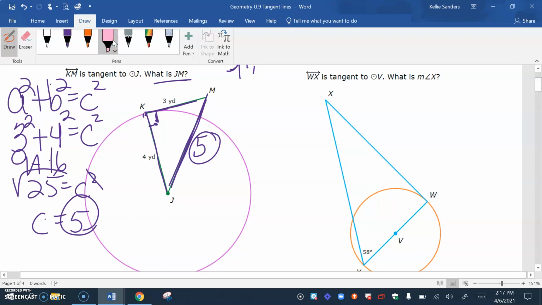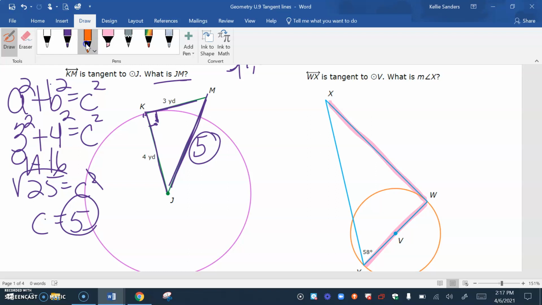But on this one, we have this line is tangent to that circle. And that means that it makes a 90-degree angle right there, which means that that is 90. Now 58 is not a length, just like the 4 and the 3 were lengths. 58 is an angle. So depending on what we're looking for, we're looking for this angle. We're looking for how big angle X is.